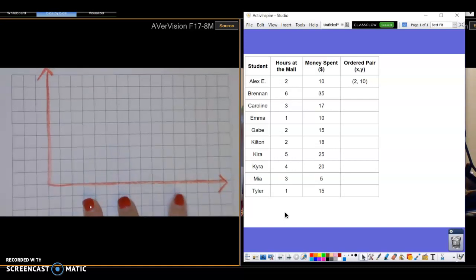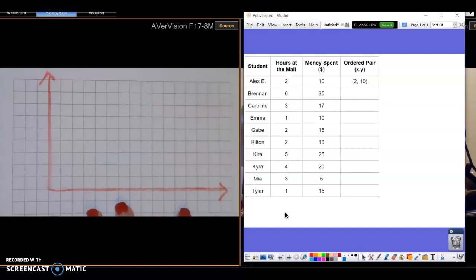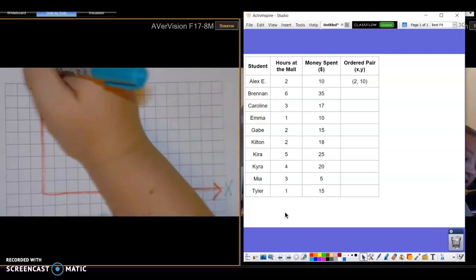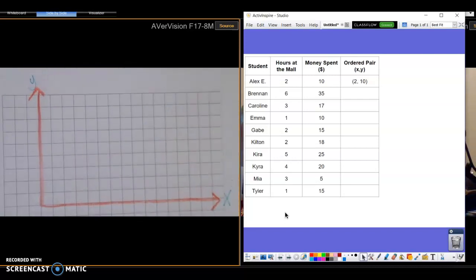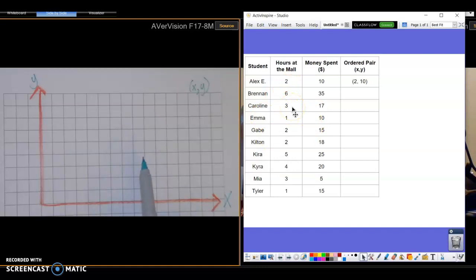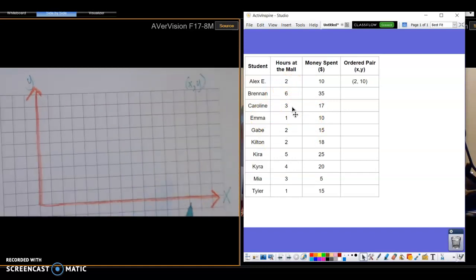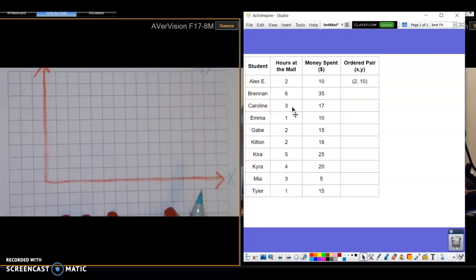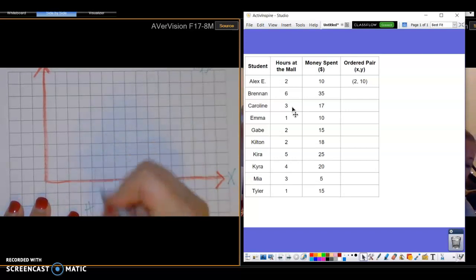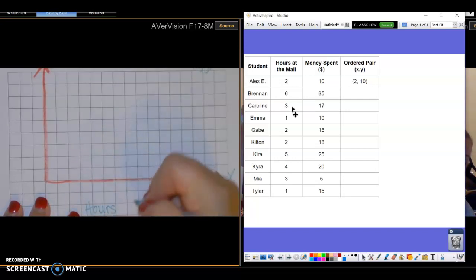So I'm going to start with my graph. The very first thing we need to do is label our axes, our x-axis and our y-axis. We need to remember that we have x comma y, so we're going to have ordered pairs using this information, and we're going to graph it onto this graph. My x-axis, I'm going to label down here: hours at the mall. This would be how much time somebody spent at the mall.